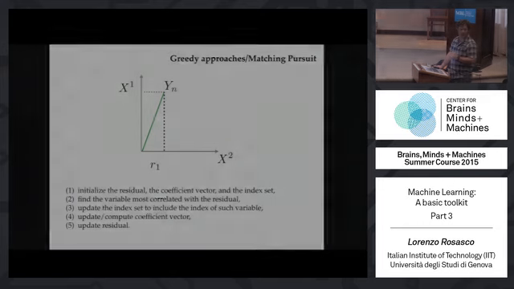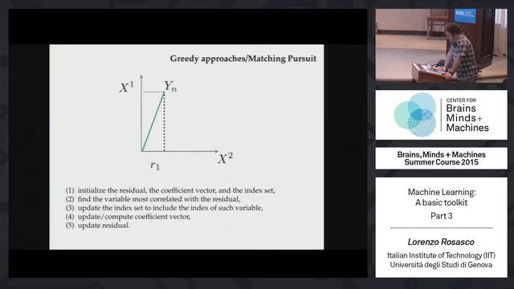And this is one way. So let's look at this list. You define the notion of residual, which is the thing that you want to try to explain. At the first round it will be the output, at the second round it will be what's left to explain after your prediction. You have a coefficient vector, okay, because we're building a linear function. And then you have an index set, which is the set of variables which are important at that stage. So these are the three objects that you have to initialize.